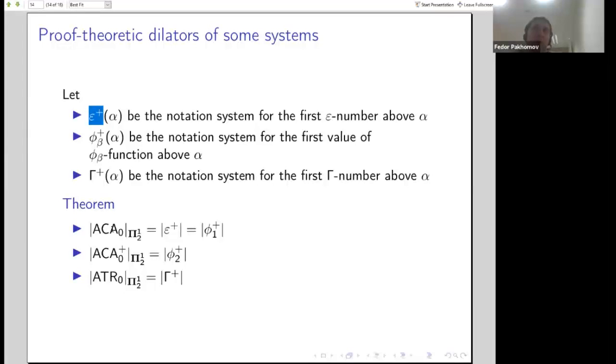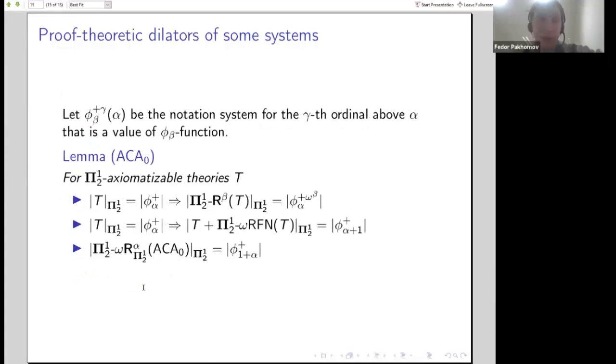So ACA0 plus is of course the system ACA0 plus the axiom that states that every set is contained in a countably coded omega model of ACA0. It corresponds to the function phi2 plus. And ATR0 corresponds to gamma plus. Okay, and basically, how have we done it? We use these conservation results that I talked about before in order to calculate operators corresponding to various systems of the relevant form.